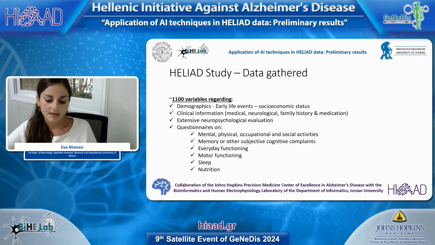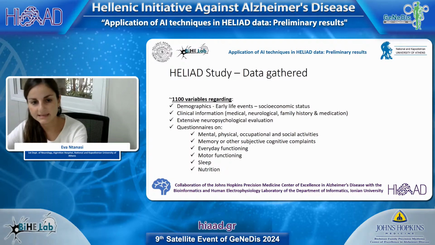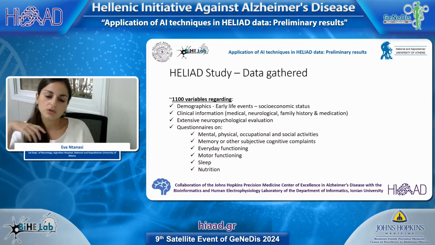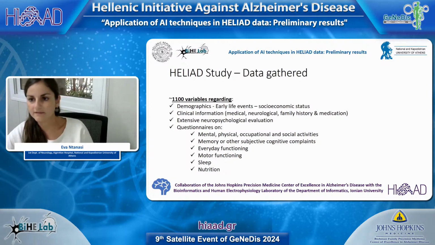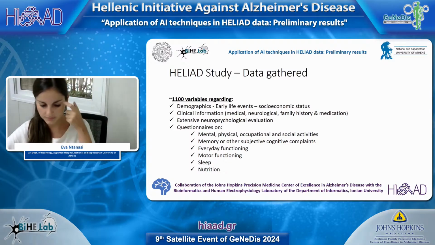The data gathered in HELIAD include, among others, demographic characteristics, information about early life events and socioeconomic status. We also gather clinical information about the medical and neurological conditions of participants, their family history, and current medication use. All participants undergo an extensive neuropsychological evaluation, which I will refer to in the next slides. They also answer detailed questionnaires about their participation in mental, physical, occupational, and social activities. They report any memory or other subjective cognitive complaints, and they complete questionnaires about their everyday functioning, motor functioning, sleep and nutrition.